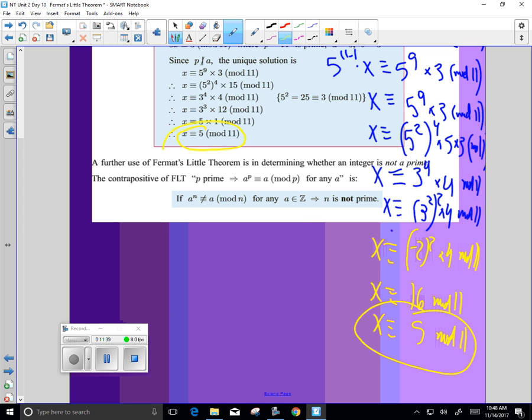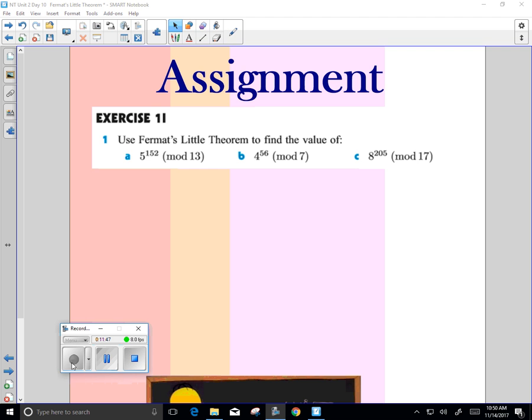Hold off on this theorem having to do with this. We'll come back to it. We're going to do a couple practice problems. So this is the end of video part 1, having to do with Fermat's theorem to simplify and solve equations.